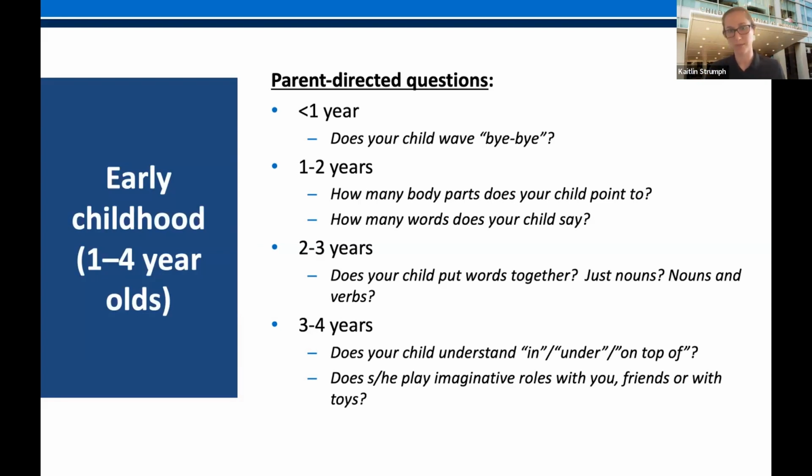How many body parts does your child point to? How many words does your child say? At 2 to 3 years, is your child putting words together? Etc. So again, these are questions that pediatricians are more accustomed to and do ask.